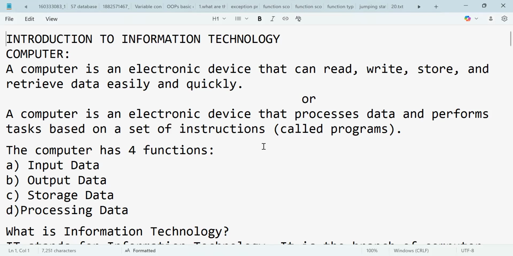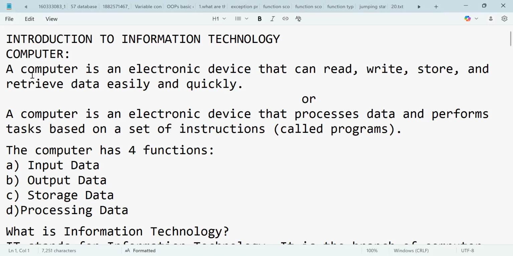Okay, let's start the topic. First of all, this is the introduction to information technology. In the subject, IT means information technology. Before IT, I will discuss what a computer is in our day-to-day life. Computer is everything for our life, and using computers and mobile phones, we are doing everything.